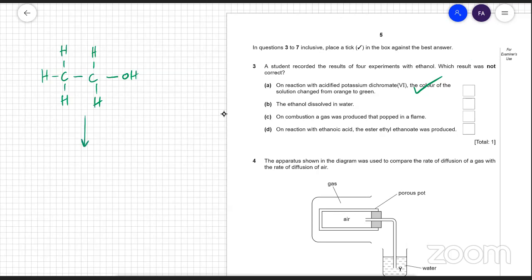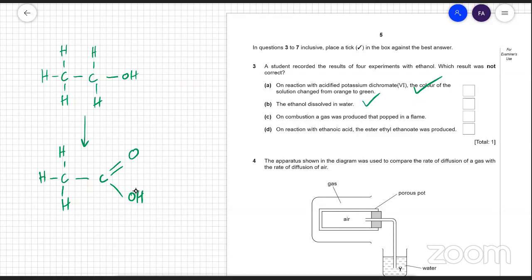Ethanol molecule gets oxidized with potassium dichromate 6, and it gets oxidized to a carboxylic acid. The OH changes into a carboxylic acid group. The rest of the molecule remains the same. So the left side remains the same. It's the right side, the alcohol side, that changes into a carboxylic acid. So that is true.